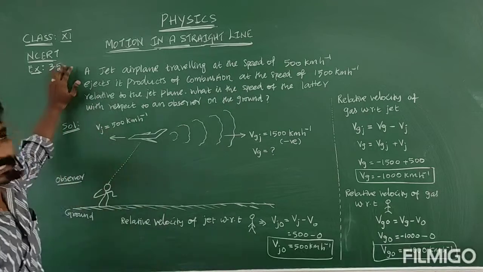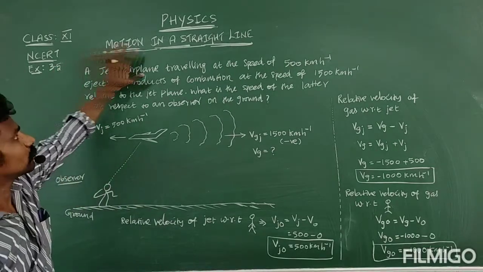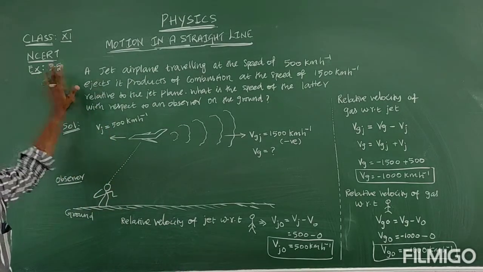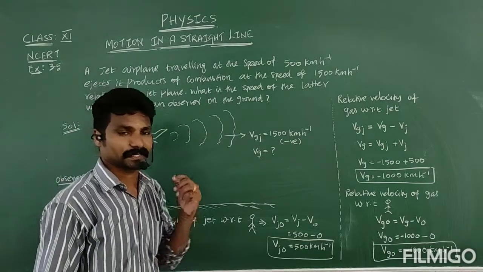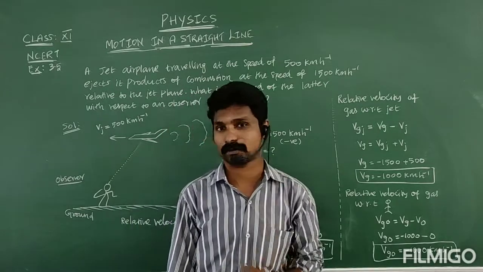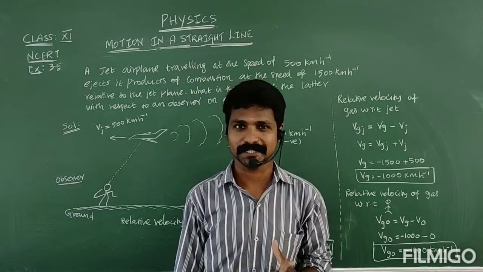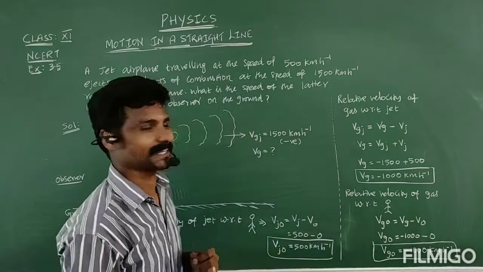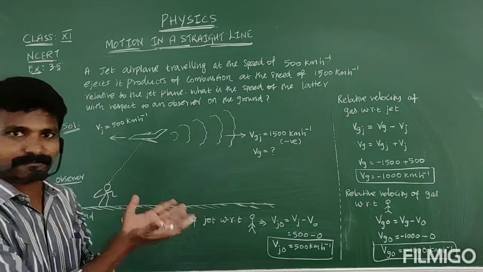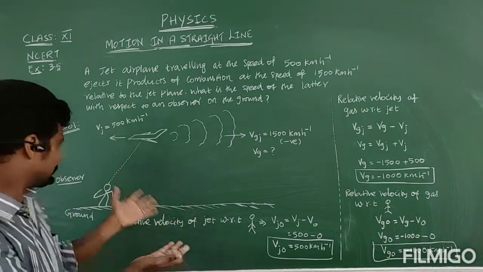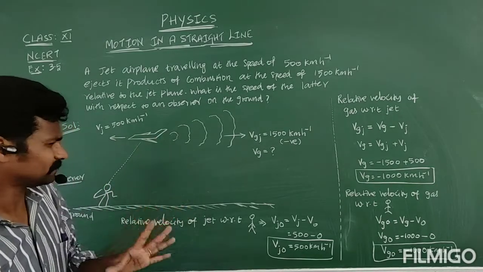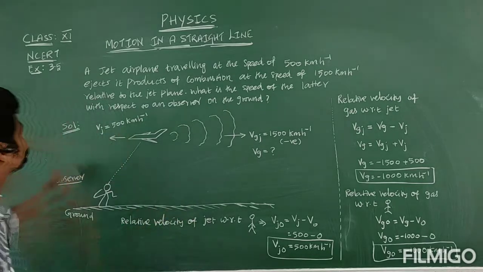Students, see the next question from 11th standard, Motion in a Straight Line chapter, NCERT exercise problem number 3.5. This question is related to relative velocity problems. Such an interesting question. Please observe that. Everything happens in practical life only. If you observe the diagram, you understand the nature of the question. So please listen.